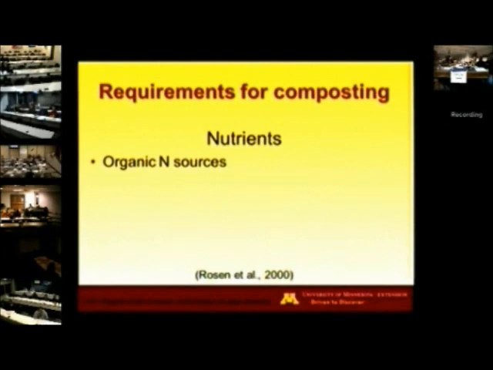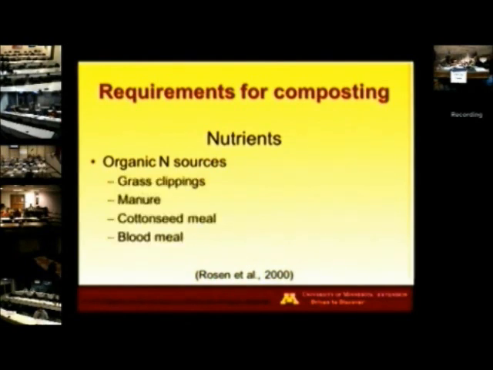So when it comes to nutrients, what are your possibilities? You certainly wouldn't have to use lawn fertilizer. You could if you wanted to, but if you want to stay on the organic side, you could use grass clippings.